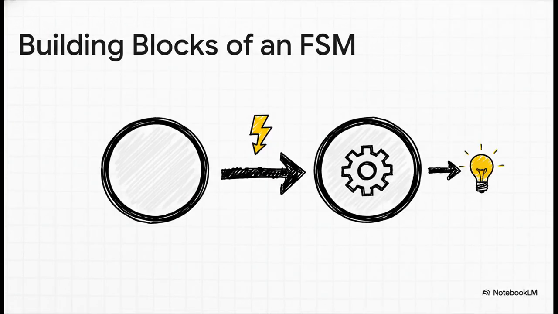Let's break it down into its building blocks. Every FSM has a few key parts. First, you've got the states. These are like the machine's memory of what's happened so far. For example, a state could be waiting for a coin. Then you have inputs. These are the events that trigger a change, like you actually putting a coin in. Those inputs cause transitions, which are just the rules that say, hey, if this happens, go from this state to that state. And finally, you have outputs, which are the actions the machine performs, like actually giving you your can of soda.